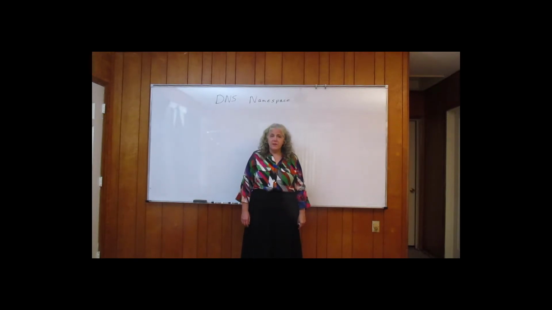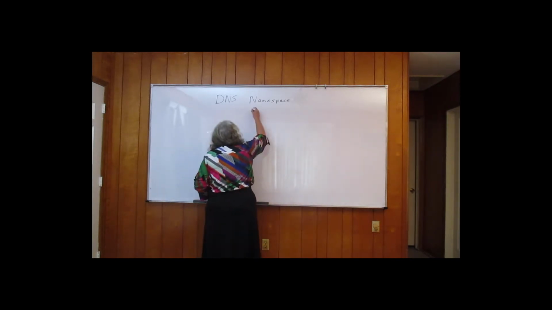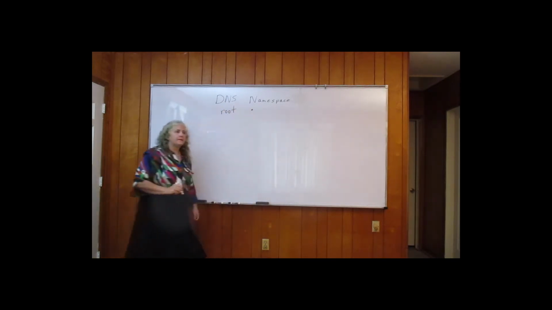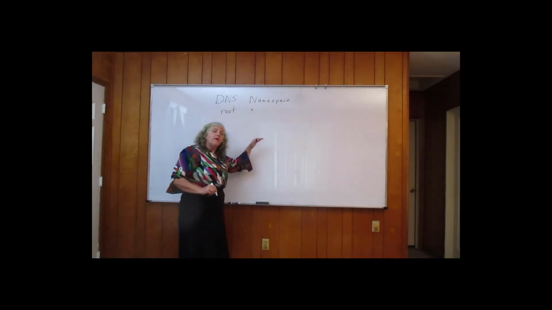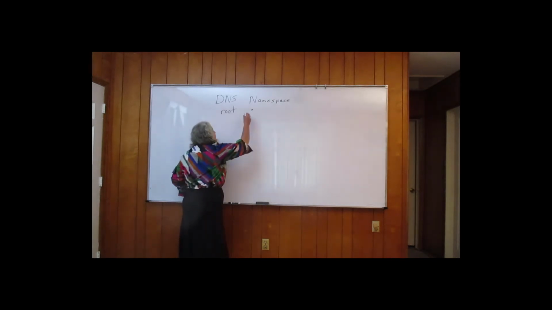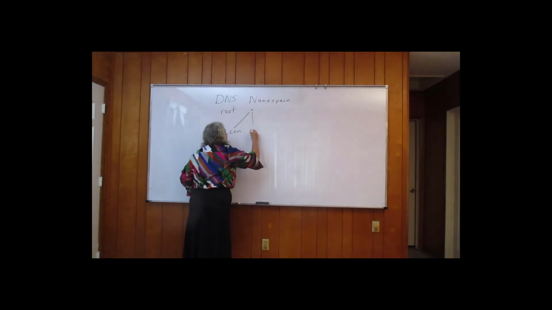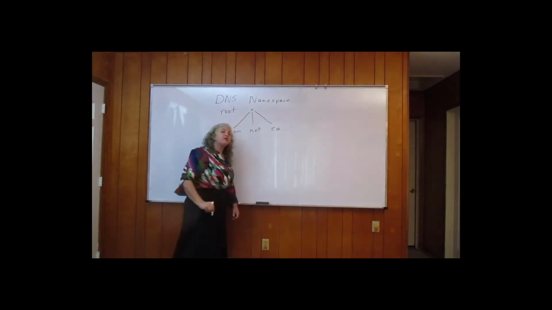Let's look at the DNS namespace. The DNS namespace is structured as a hierarchical tree. At the beginning of the DNS namespace is the root, and that's represented by a period. Beneath the root are a number of top-level domains, such as com, net, and, for instance, for Canada, CA.